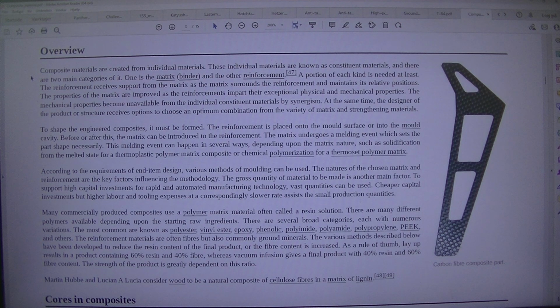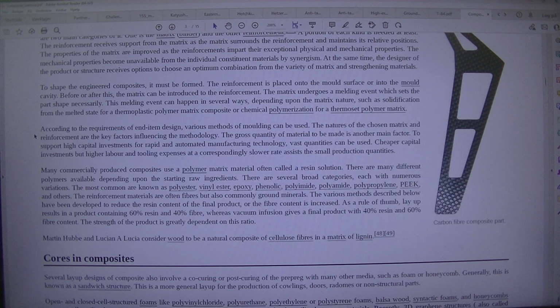Improved as the reinforcements impart their exceptional physical and mechanical properties. The mechanical properties become unavailable from the individual constituent materials by syllogism. At the same time, the designer of a product or structure receives options to choose an optimum combination from the variety of matrix and strengthening materials.